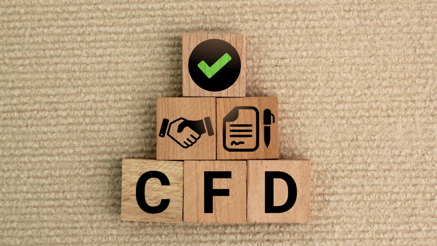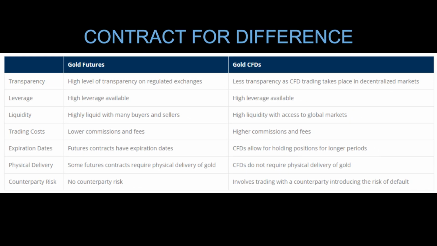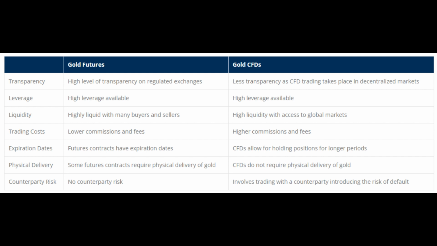When we talk about gold futures, we also have to consider CFD trading, because they're two popular approaches for trading gold. So what's a CFD? It's a contract for difference. It's just a contract between a buyer and a seller where the difference in the asset's value at the time of opening and closing the trade is settled in cash.